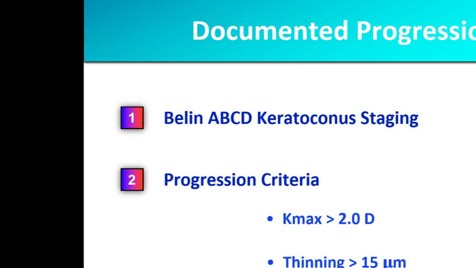The same applies for Kmax. So the noise of the machines is about 2 diopters. So the change should be more than 2 diopters, and the big and.